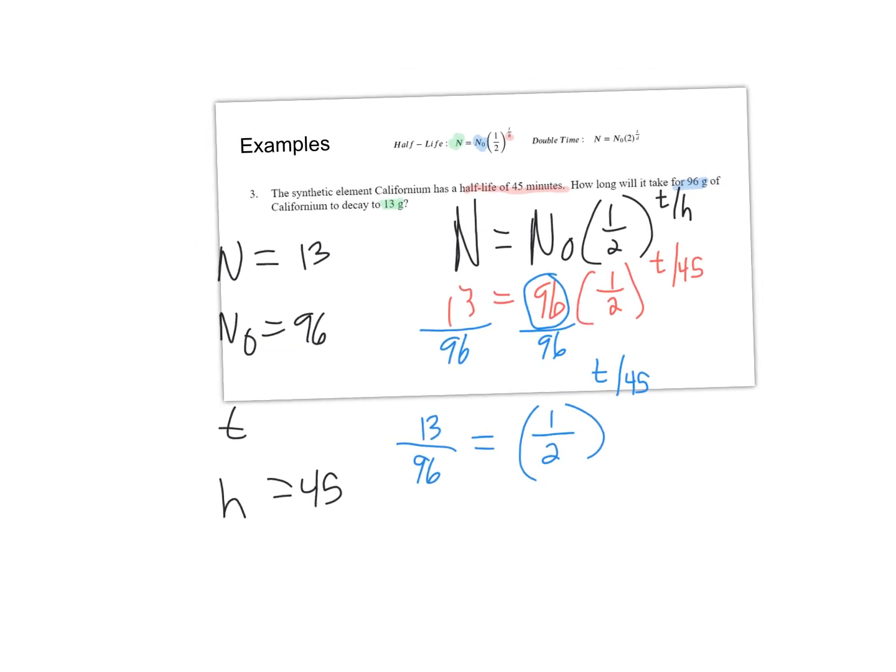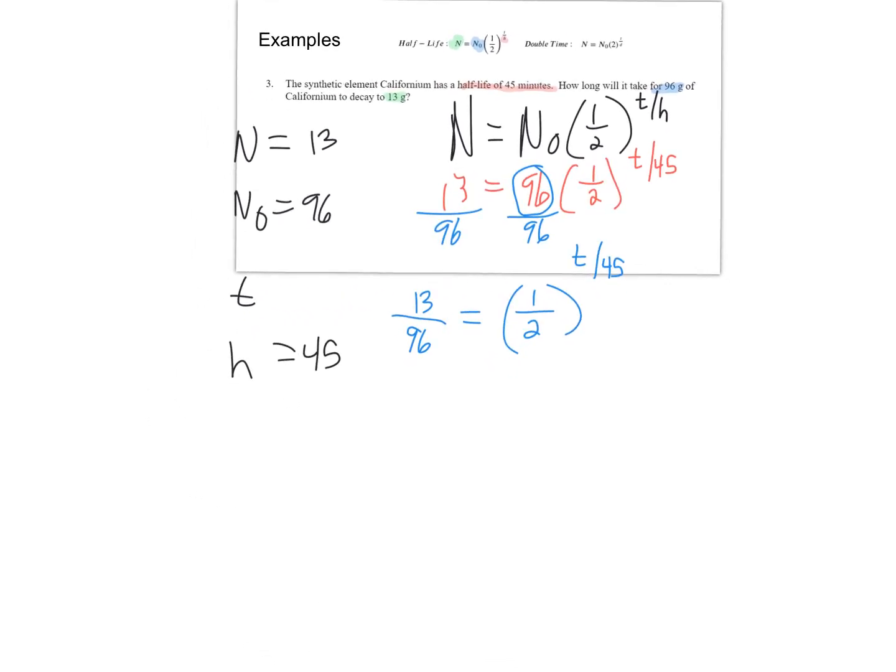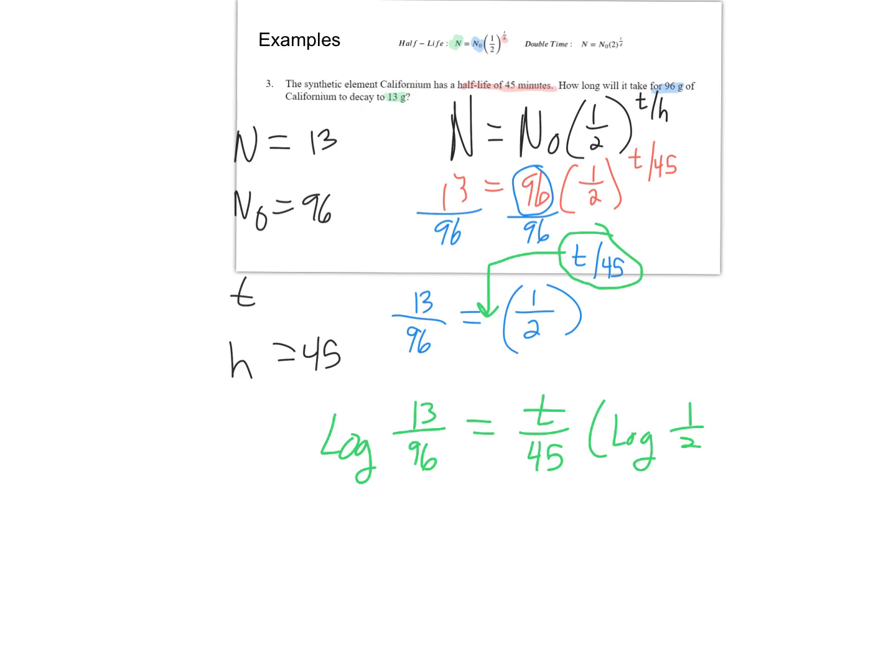Okay, I'm going to shrink this down because we're going to need a lot more room for this. Now, as I warned you earlier, because we're solving for t and t is in the exponent, we need to drag this down into the problem, which means you have to use a logarithm. Okay, so here we go. Let's do log 13 over 96 is equal to t over 45 times the log of 1/2. Now, in solving any equation, we're trying to get this chunk alone. So I'm going to divide by the log of 1/2.